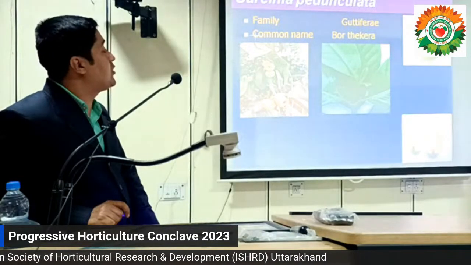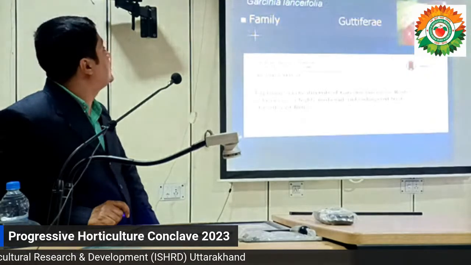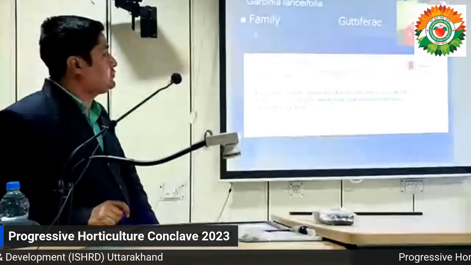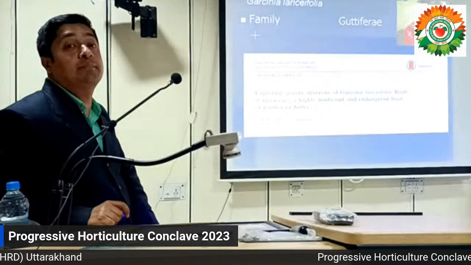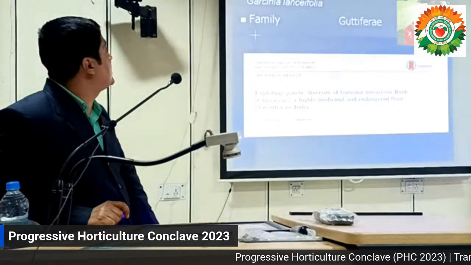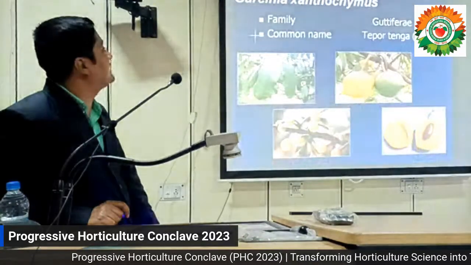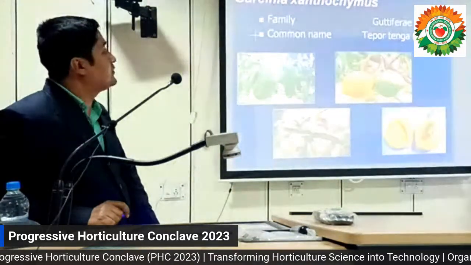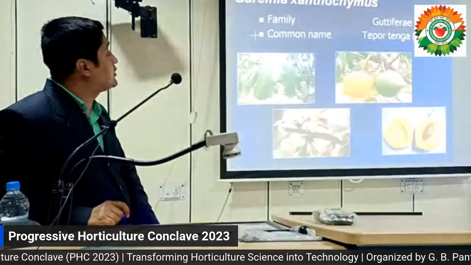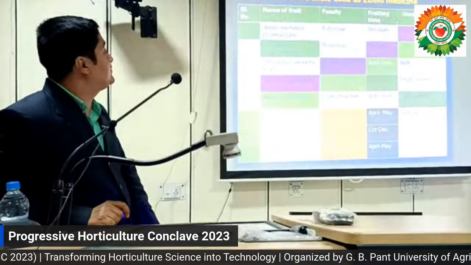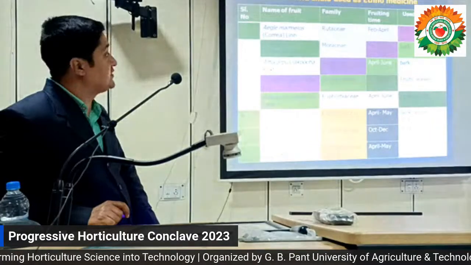This pedunculata is very common in Assam and Manipur. Then lancifolia, which is very common in Mizoram. In different parts of Mizoram, this lancifolia species is there. Then another Garcinia species, xanthochymus, is also found growing without any commercial cultivation in different parts of this northeastern region.